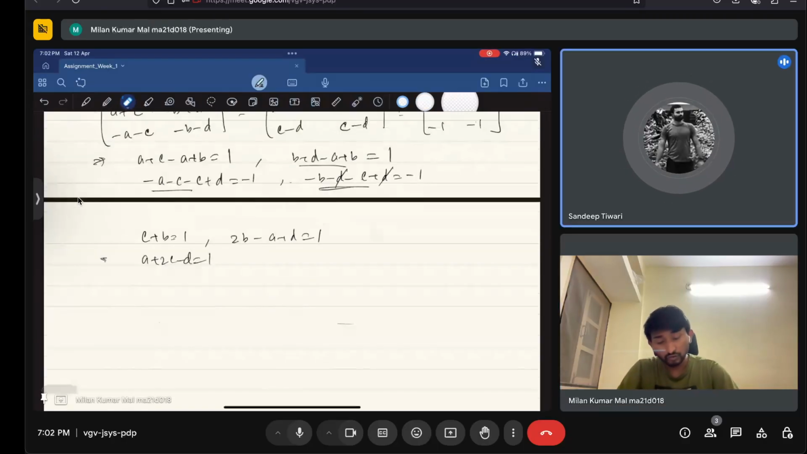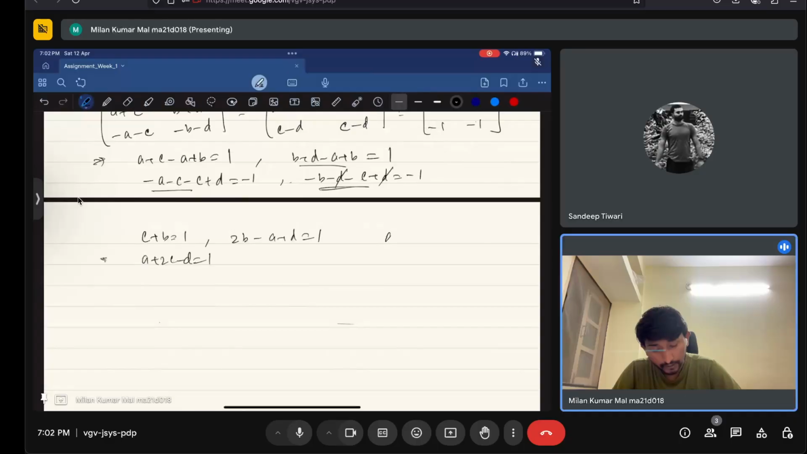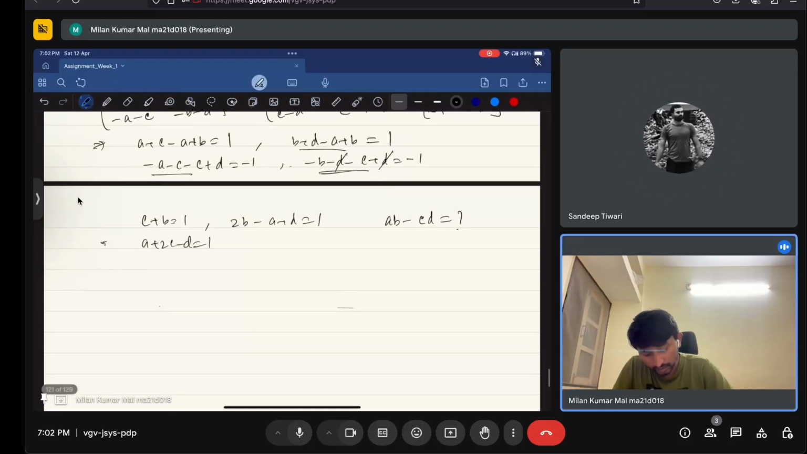Sir, we want to calculate the determinant, AB minus CD, right? This is what we want to calculate. So now, what is the possible value? Obviously, we should not get a concrete value, right? So even if we consider one of them, let's write B equals 1 minus C. We know this one.